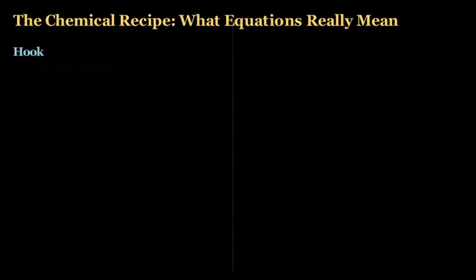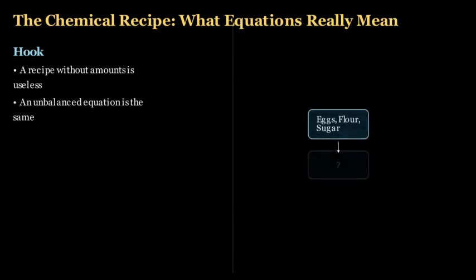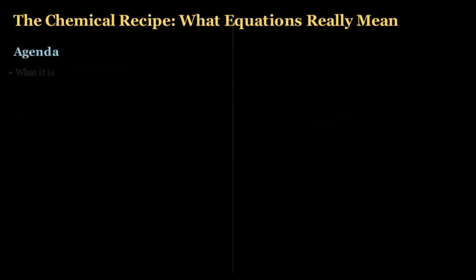If I handed you a recipe that just said eggs, flour, sugars with no amounts, you'd never bake a cake. That's exactly what an unbalanced chemical equation is, a useless recipe. It tells you what goes in and what comes out, but not how much of each. Today we're going to turn that useless recipe into a precise one.